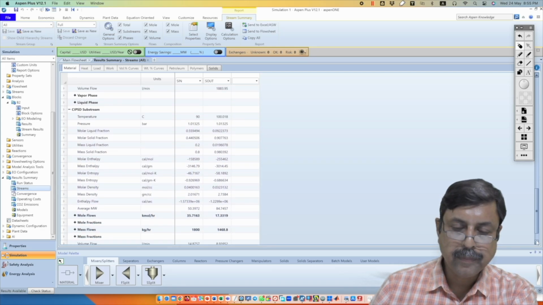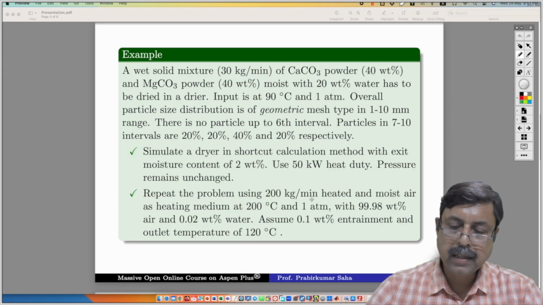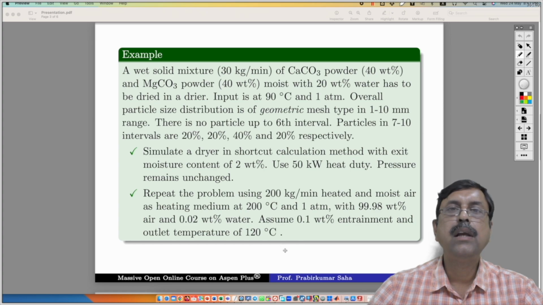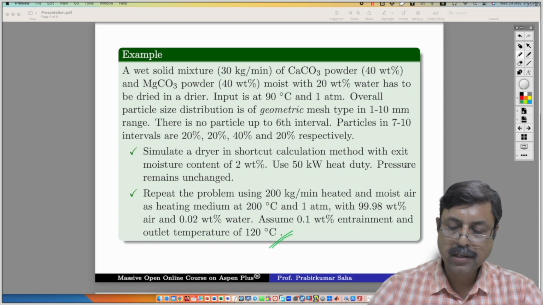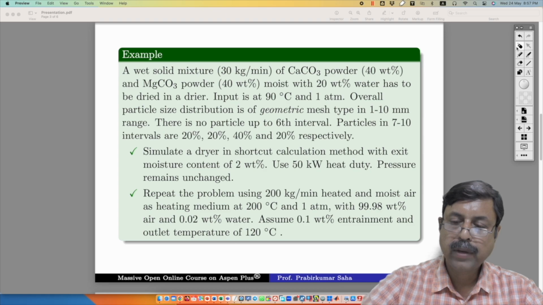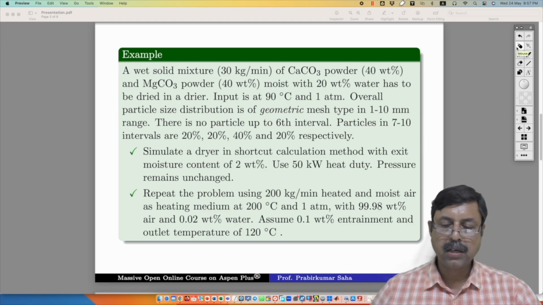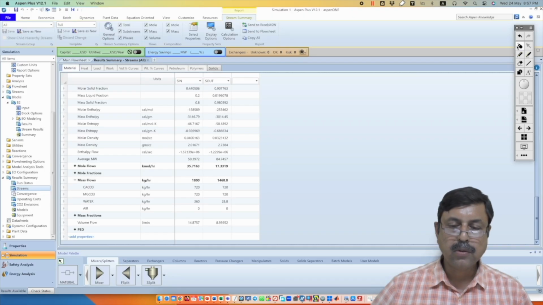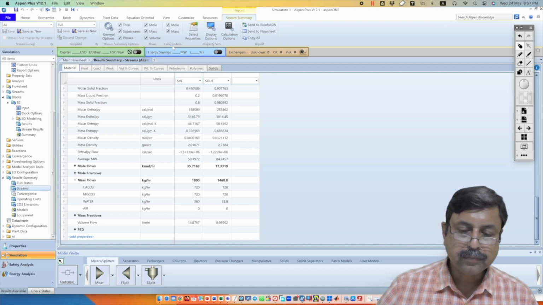Now let us go to the second problem. The second problem says repeat the problem using 200 kg per minute heated and moist air, and there instead of 50 kilowatt heat duty you have to use 120 degrees centigrade exit temperature, and you have to consider some entrainment also. So we have to feed in this information. For that, let us go back to the simulation.